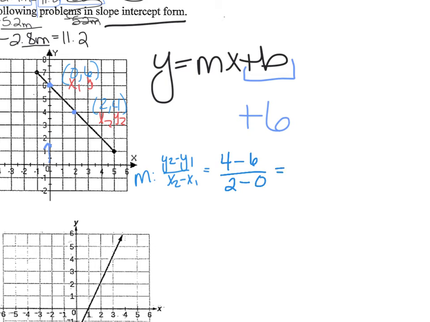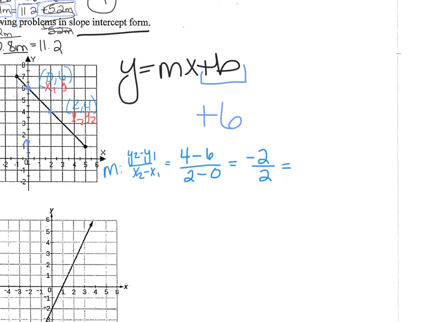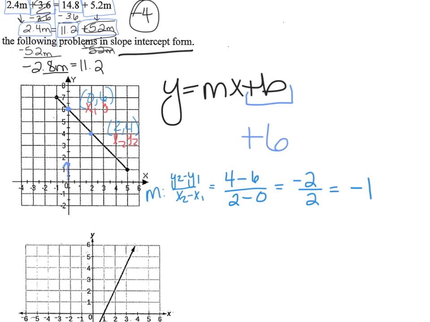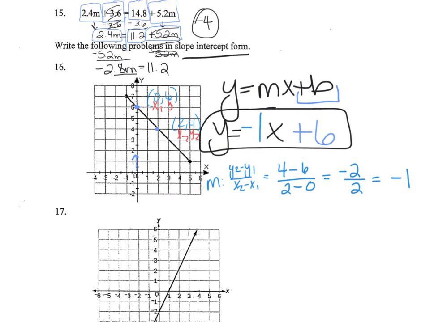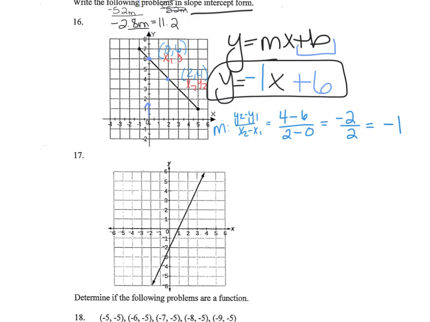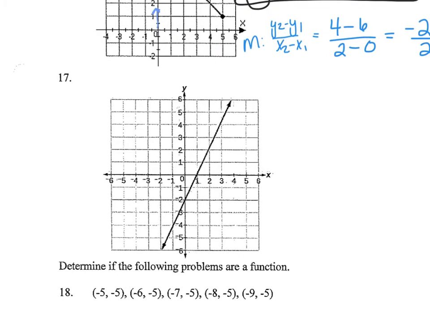minus x1, which was 0. So 4 minus 6 is negative 2. 2 minus 0 is positive 2. When we divide those, negative 2 divided by positive 2 is negative 1. So m is -1, and then you've got x. So all together it should look like that: -1x plus 6.